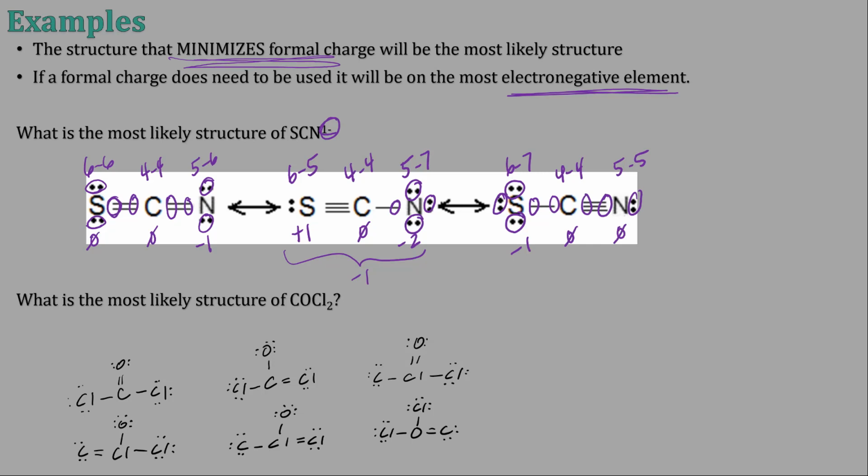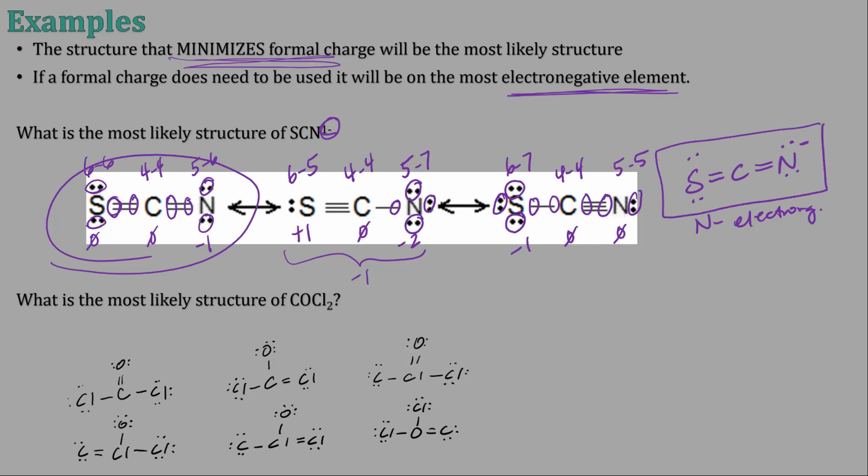So which one of these would be the best? It would be the first one, because it minimizes formal charge. And the formal charge that it does have is on the nitrogen. And nitrogen is the most electronegative out of these. And so because of that, it would hold the negative charge before anything else would. And so that would be the most likely structure.